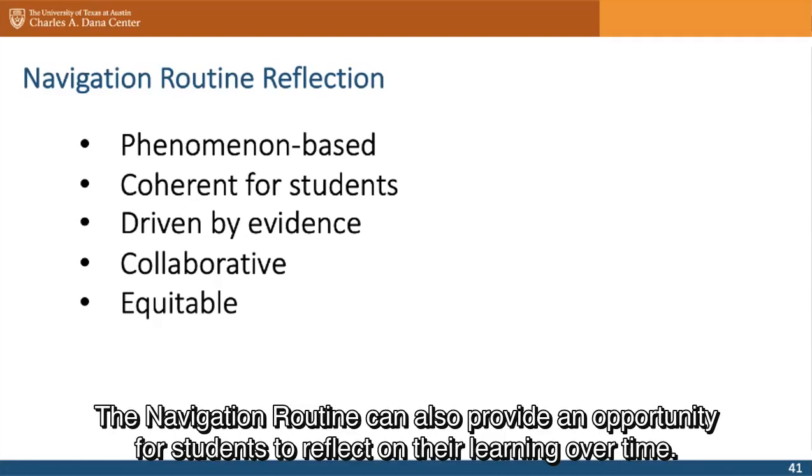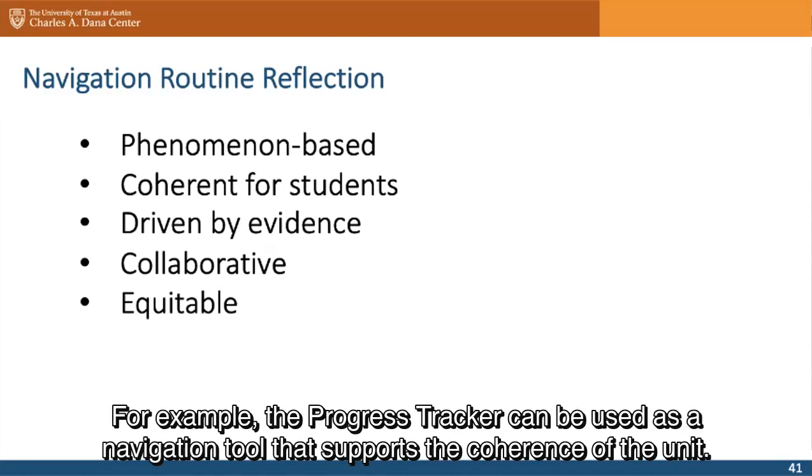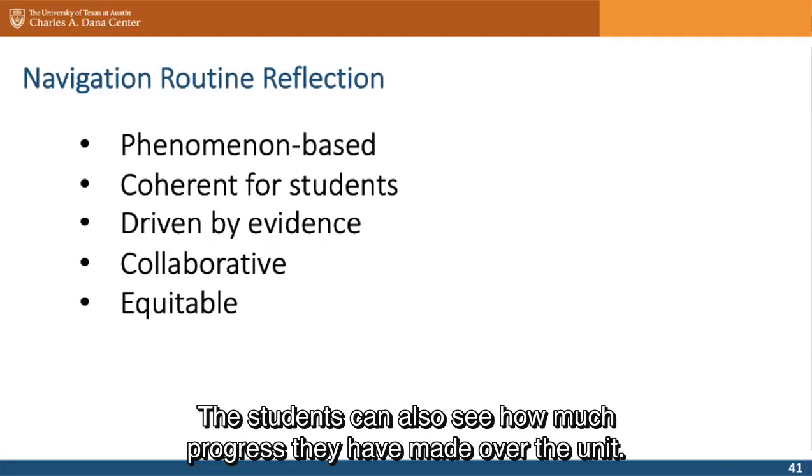The navigation routine can also provide an opportunity for students to reflect on their learning over time. For example, the progress tracker can be used as a navigation tool that supports the coherence of the unit. But students can also see how much progress they have made over the unit.